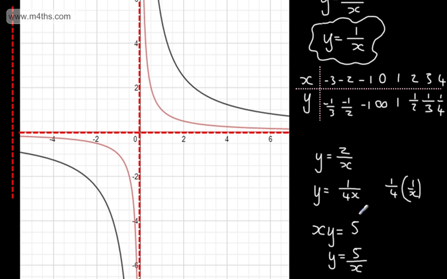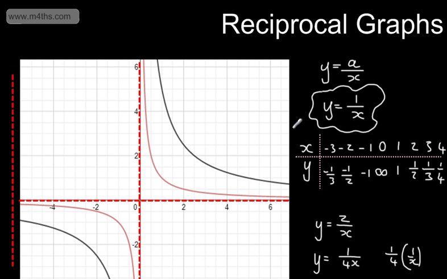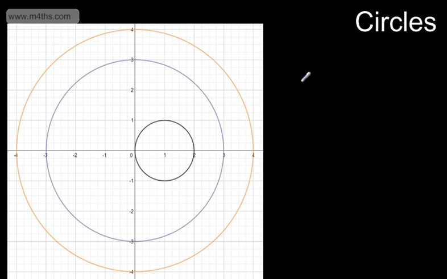In the video on graph transformations, we will spend some more time looking at these, but essentially if you're asked to just fill in a table of values, this is what we'd have. So we can see that we have this sweeping curve like so, and then to the other side. It's important that you appreciate those asymptotes. Okay, let's look now at circles.